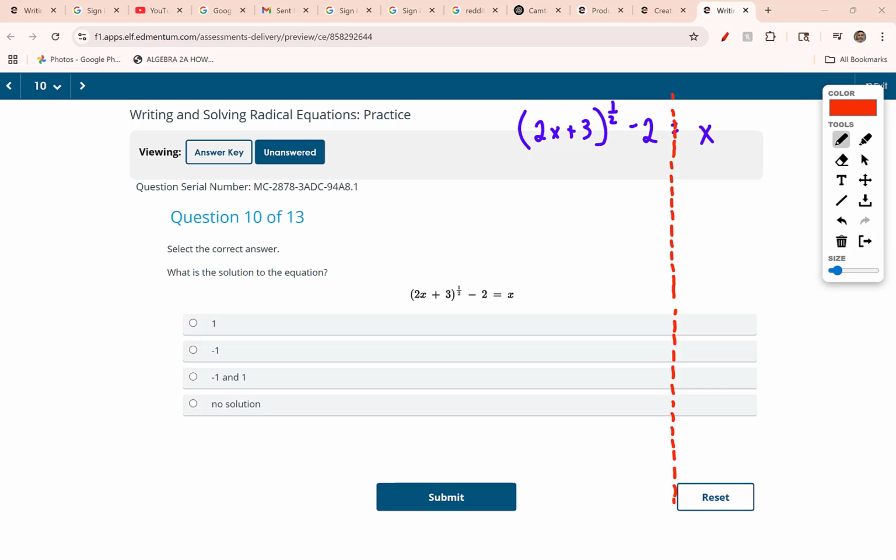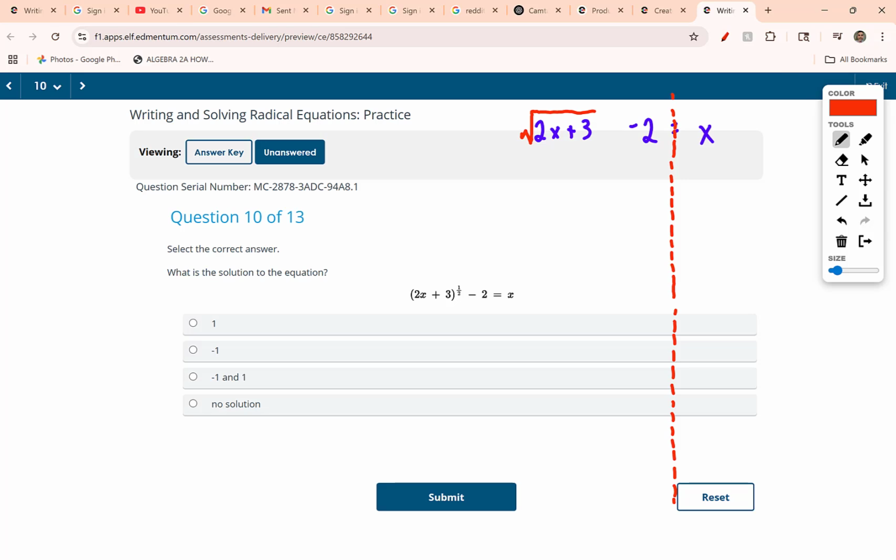Question 10, what is the solution to the equation? I've rewritten it to give us more space. So like always, our first step is to isolate the radical. And if you don't know, raising something to the 1/2 power is the same thing as taking the square root. So that's in rational exponent form. We want to convert it to radical form. So raising something to the 1/2 power is the same thing as taking the square root.